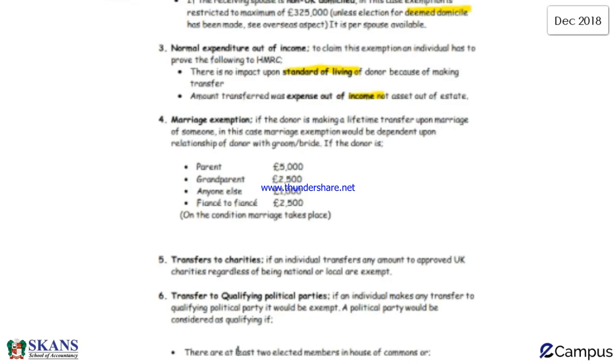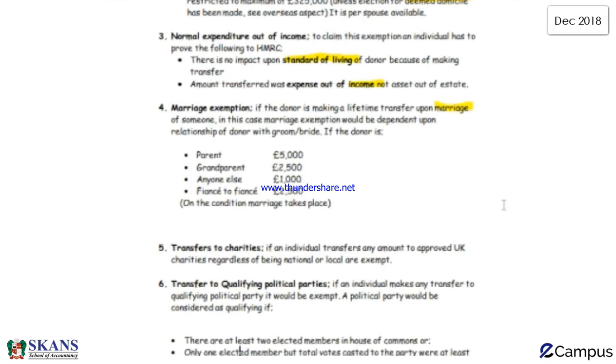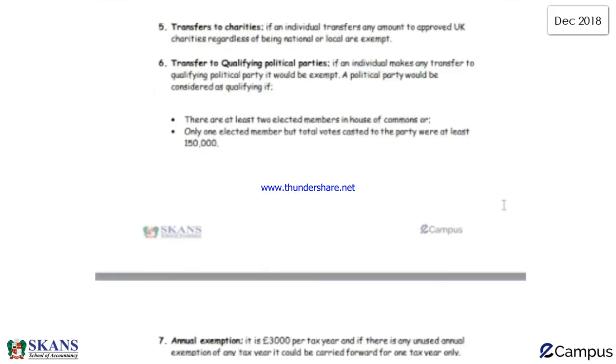Moving on to marriage exemption. This exemption would be applicable whenever the donor is gifting something upon the marriage of someone. The exemption depends upon whether the donor is a parent to the groom or bride, or a grandparent to the groom or bride, or any other relation than being parent or grandparent. And if you are a party to the marriage, in that case, the exemption is 2,500. But all these exemptions are applicable if the marriage takes place ultimately. If it has been cancelled, exemptions would not be available.